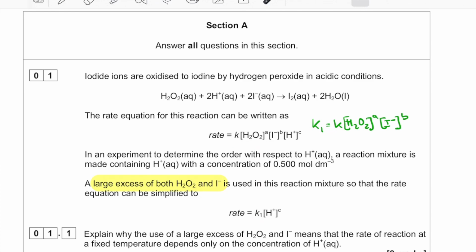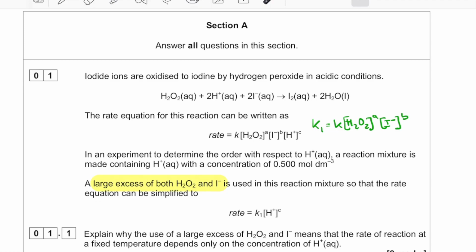So how can they do that? Why are they able to do that? So the key is this large excess. Now, they haven't just said excess, they've said large excess, and that's very important. If you think about how science works that you've done throughout school, you have an independent variable, you have a dependent variable, and you have control variables. And we are trying to determine the order of this reaction with respect to H plus ions.